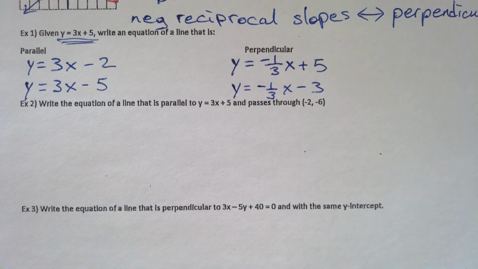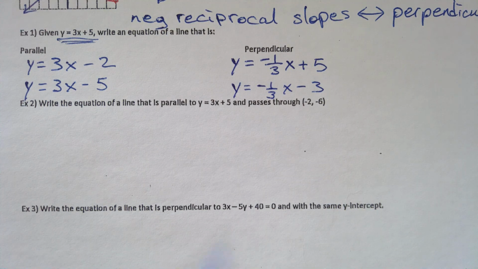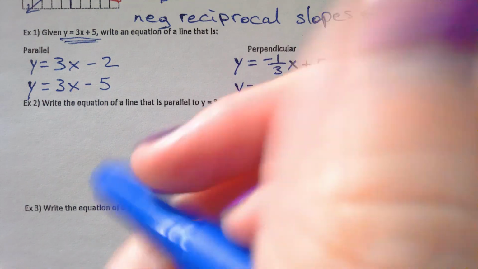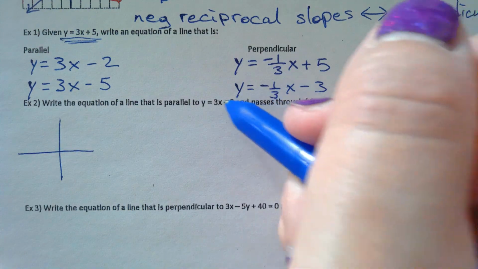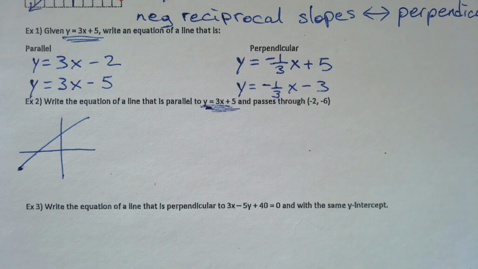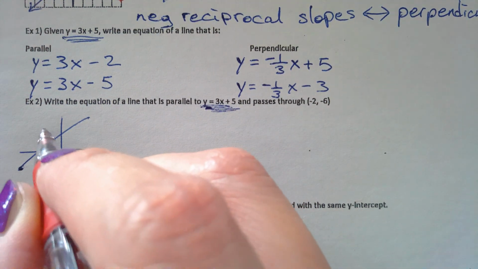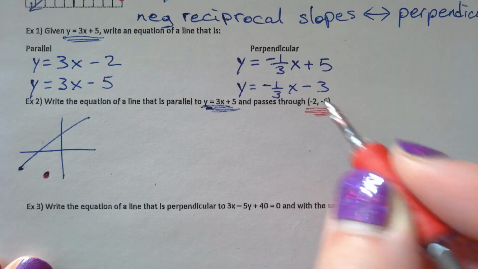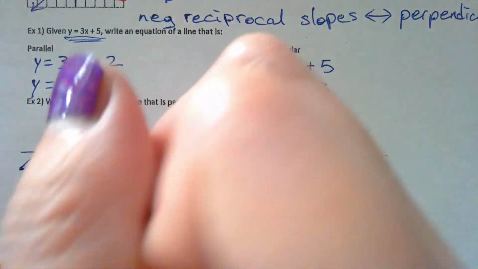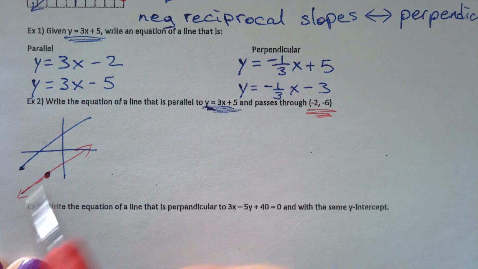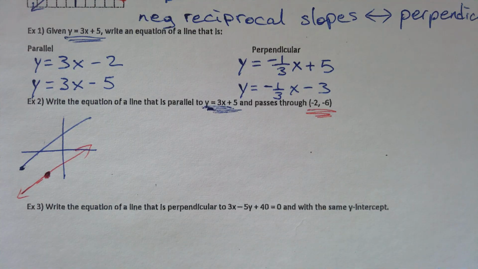Now, example 2, this ties into what we did yesterday. Write an equation of another line that is parallel to this, but also passes through this point. So basically, if I were to do a little sketch, you have this line right here. And then you want a second line that goes through the point (-2, -6) and that's parallel to it. So you basically want to find the equation of the second line.